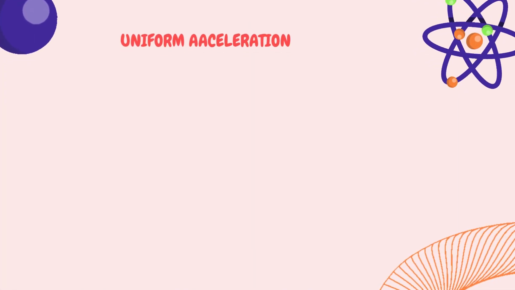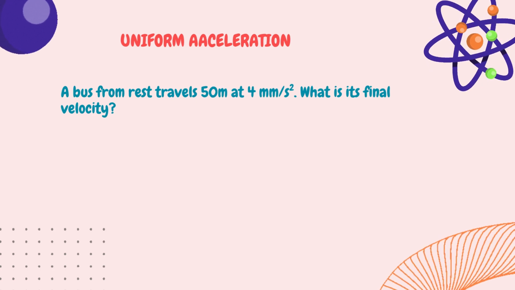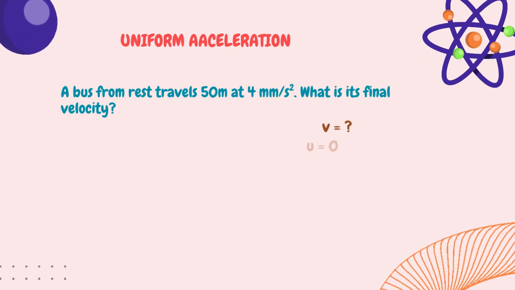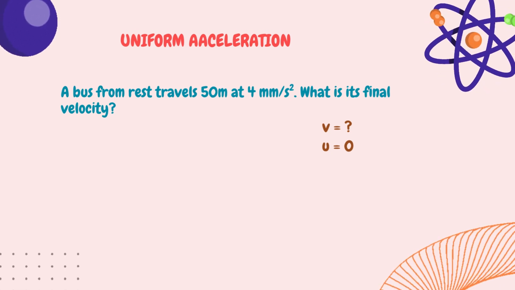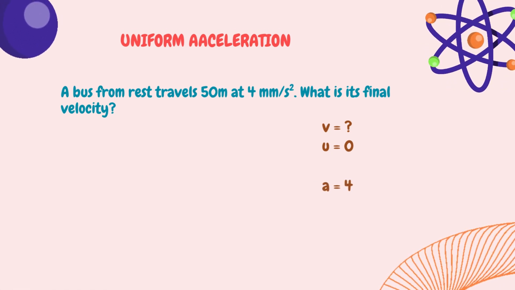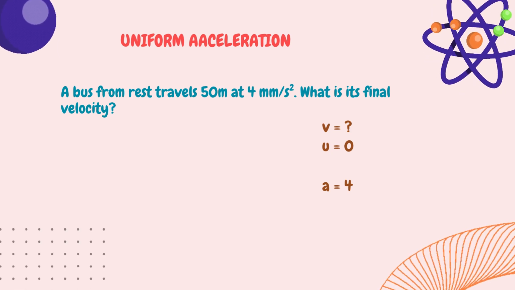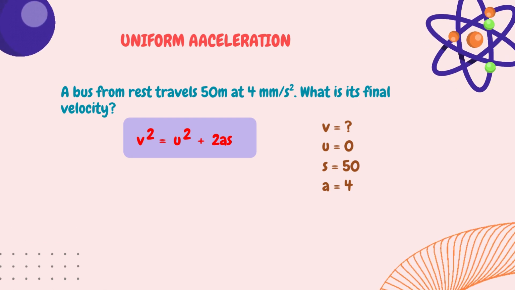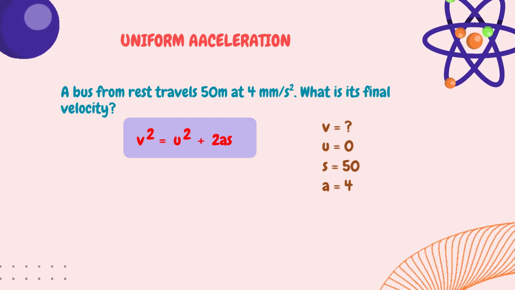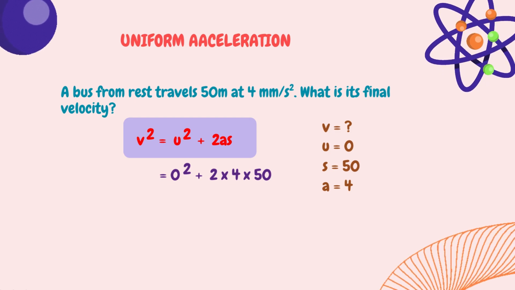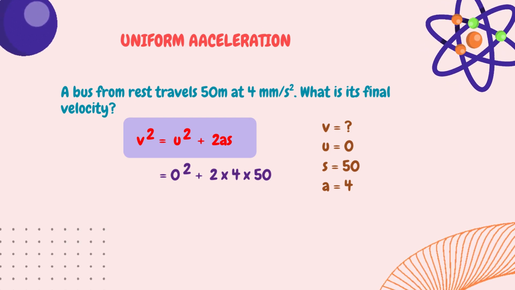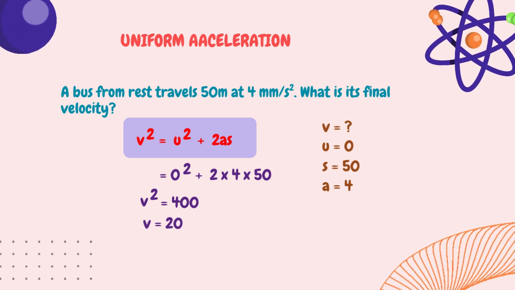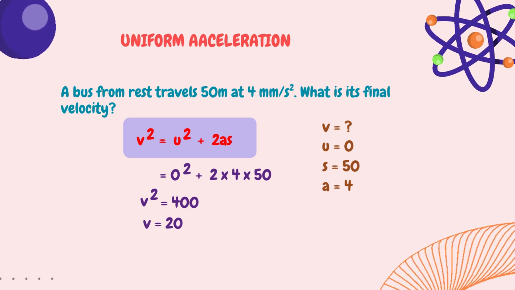The fourth example. A bus from rest travels 50 meters at 4 meters per second squared. What is its final velocity? We're looking for the final velocity. The initial velocity is equal to 0, as objects from rest have 0 initial velocity. The acceleration is equal to 4 meters per second squared, and the distance traveled is equal to 50 meters. With this data, we can use the fourth equation. v squared is equal to u squared plus 2as. u is equal to 0 squared, plus 2, a is equal to 4, and s is equal to 50. Then v squared is equal to 400. Square rooting 400 gives 20. So the final velocity of the bus is 20 meters per second.